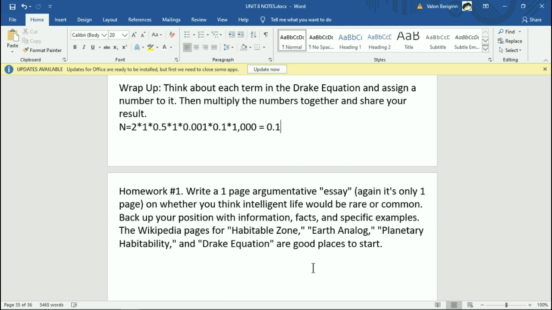There are Wikipedia pages. I've given you examples: habitable zone, Earth analog, planetary habitability, Drake equation. There are arguments for all of the terms as to what kind of numbers they would be. I want you to take a stance and think, I think intelligent life would be rare because blah, or I think it would be common because blah. And I want you to give several examples.